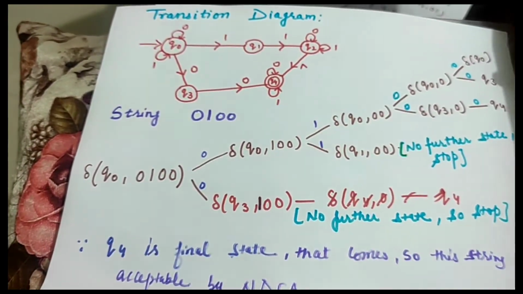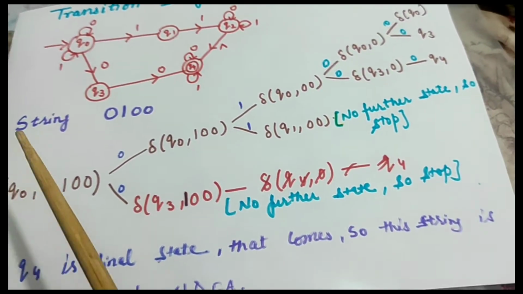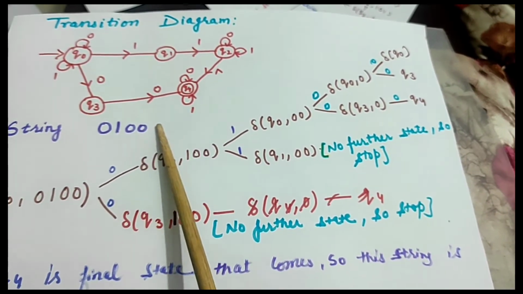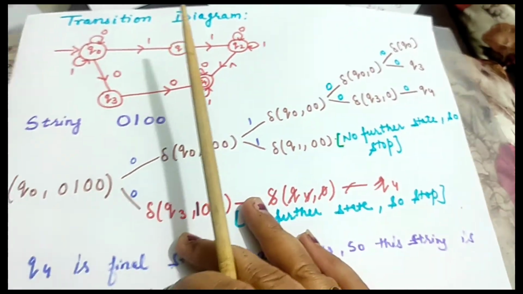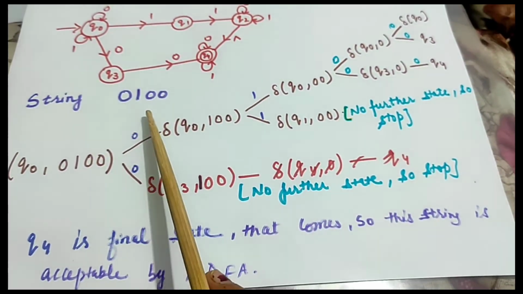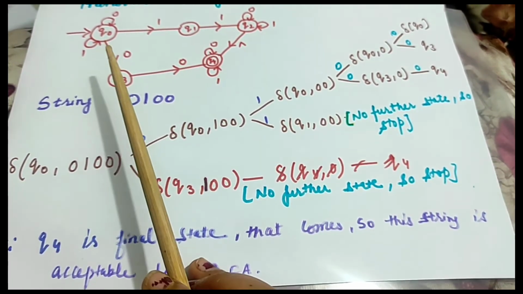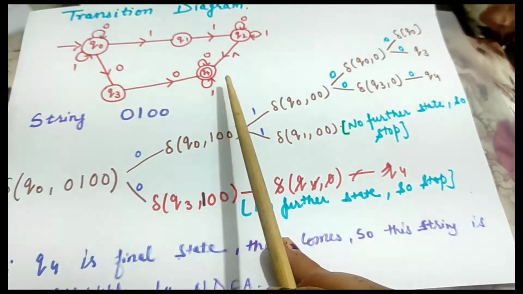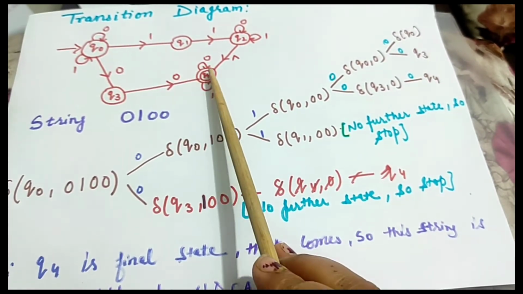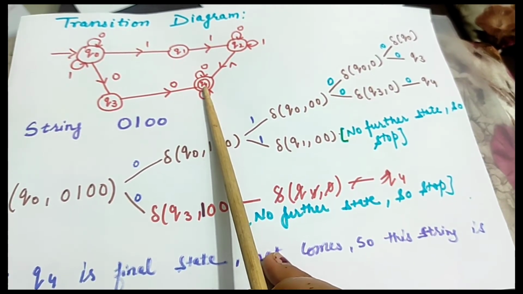I also want to describe and explain another example when the transition diagram is given. Let us suppose this is a transition diagram for the NDFA and again we have to check for the string 0100. Now what is the initial state according to this diagram? That is Q0. And what is the final state? That is represented with the help of a concentric circle, that is Q4.